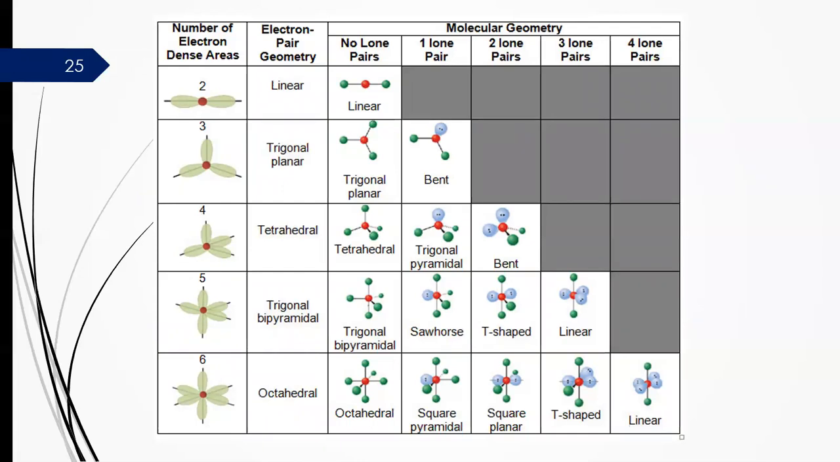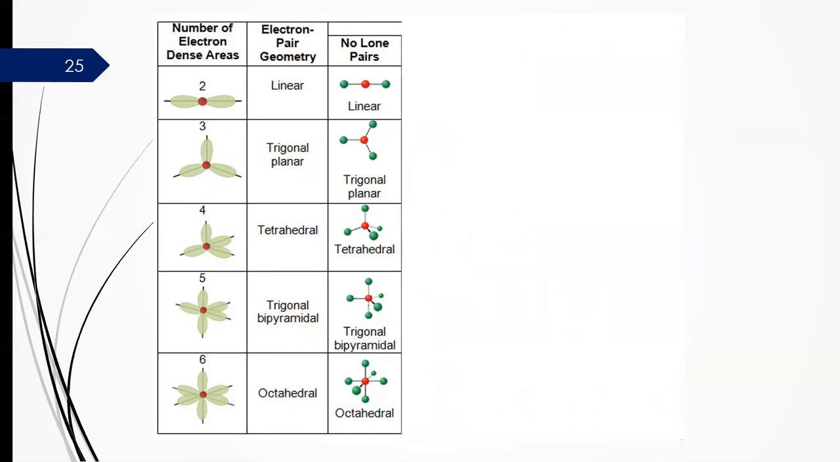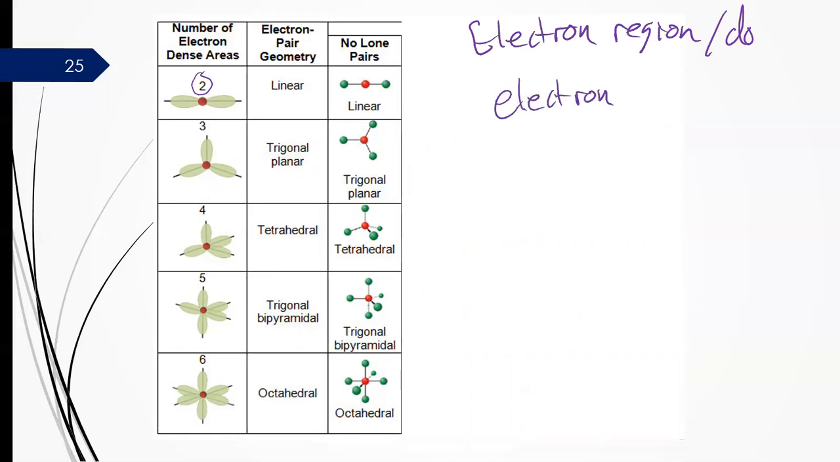So, this chart pretty much sums up our basic geometries. The first part we're going to look at is just this section over here. So this is our electron regions. Our electron regions can also be called domains. They're also called steric numbers.